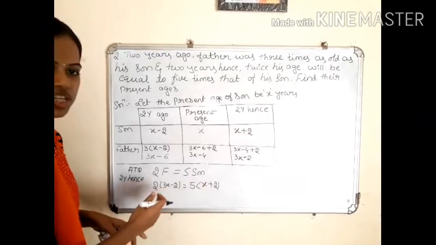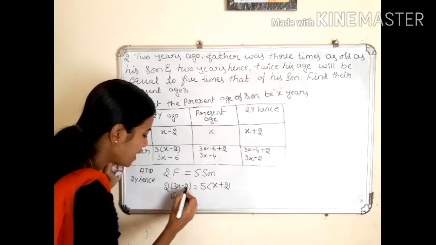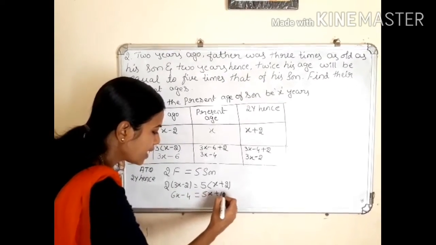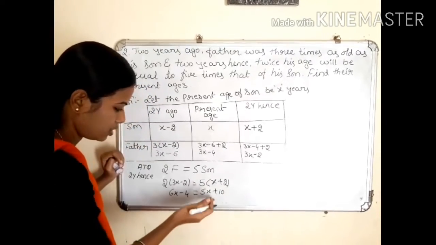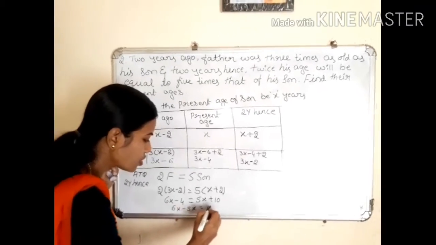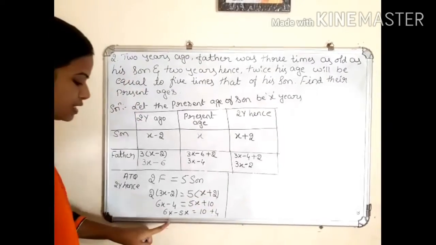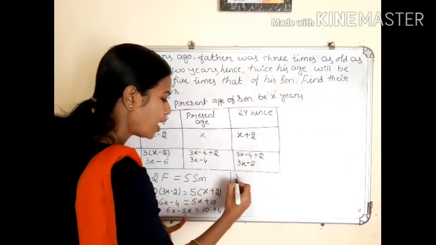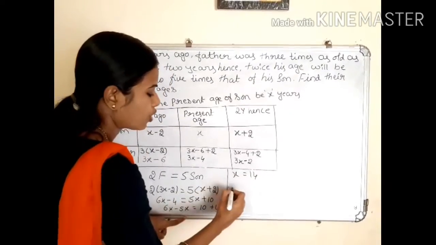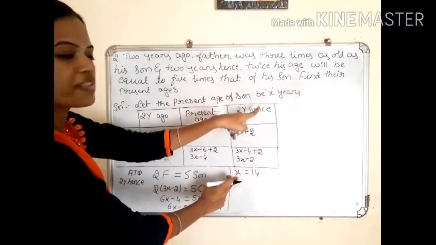Now you got the equation. Go for simplification. 3 twos are 6x, minus 2 twos are 4, is equal to 5x plus 10. Transpose the like terms: 6x minus 5x is equal to 10 plus 4. 6x minus 5x is 1x, or simply x. x is equal to 14. Therefore, what did we consider x here? x is the present age of the son.